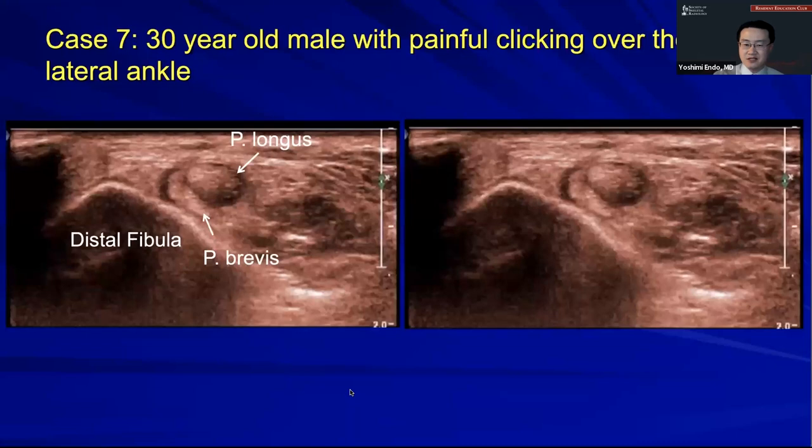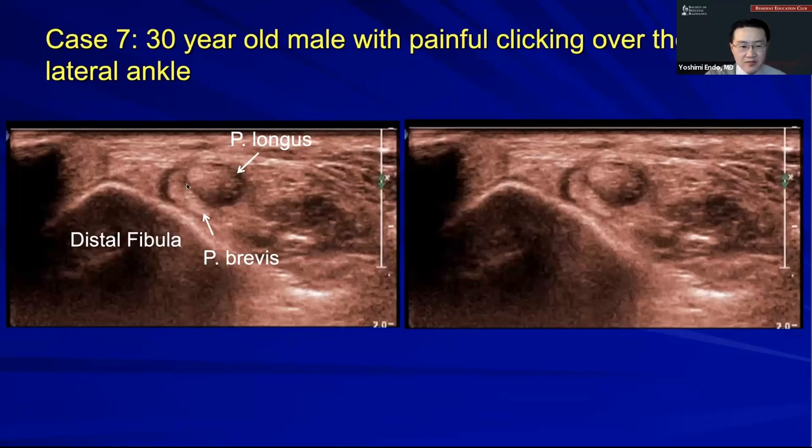Good. So this is the last case. This is a younger male with a painful clicking sensation over the lateral ankle. These are axial ultrasound images over the lateral side of the ankle. This is the distal fibula, and you have the peroneal tendons, the brevis and longus.